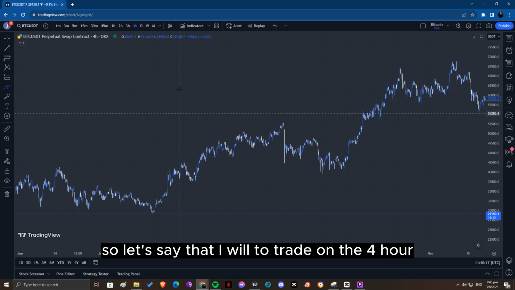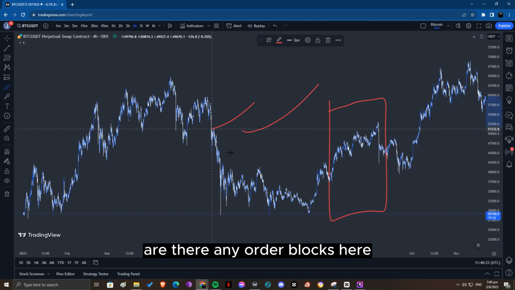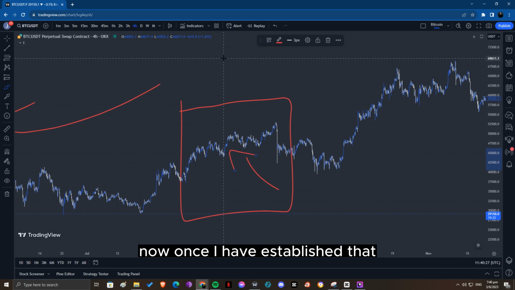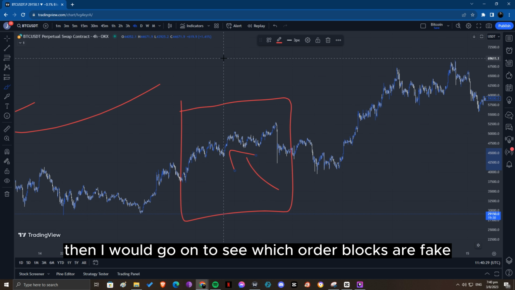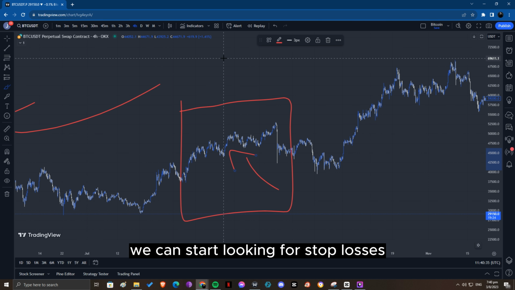So let's say I were to trade on the 4 hour, I would draw a small zone that I would want to trade, and then I would look at the left side of the chart. Are there any order blocks here, and are there any order blocks here? Once I have established that, I would see which order blocks are fake and which are real. Once I have identified them, I can start taking trades. We can start looking for stop losses, take profit, and risk reward ratio.